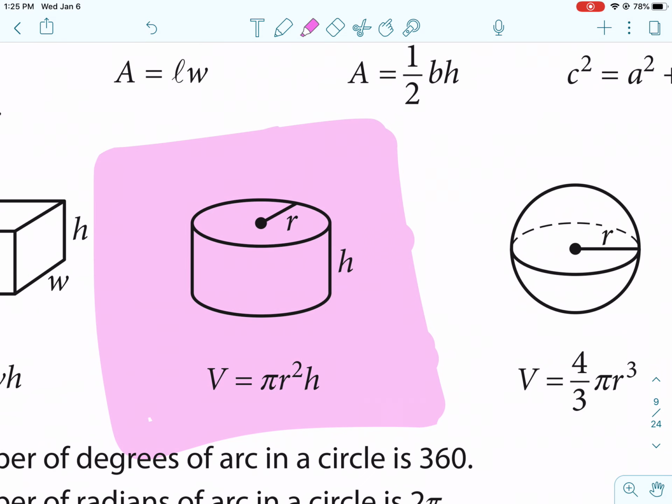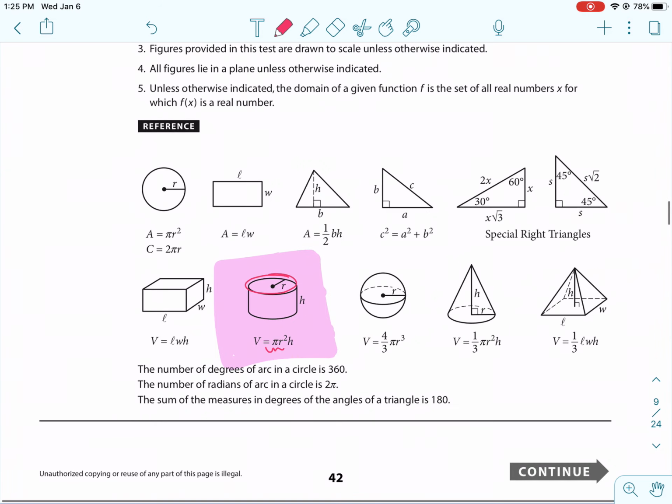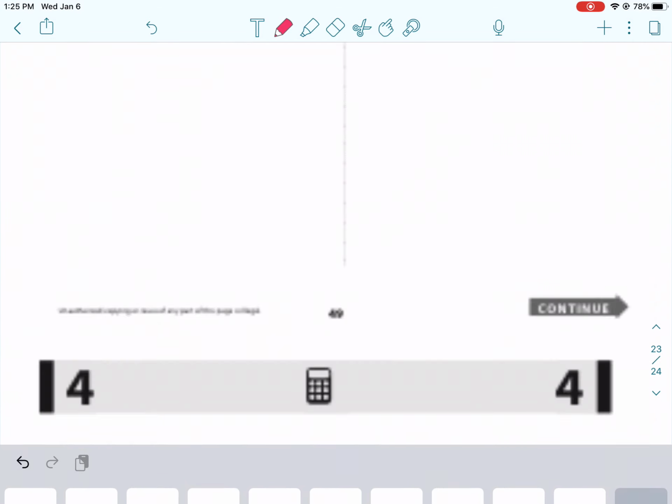A cylinder has the base of a circle. The area of a circle is pi r squared, so it's pi r squared times the height. If you don't think you're going to remember that, don't panic. It will be given to you. So we're using this formula, pi r squared h. Let me go back to where we were here.